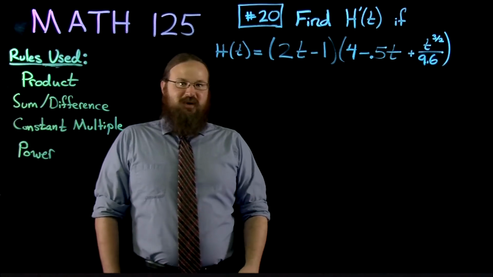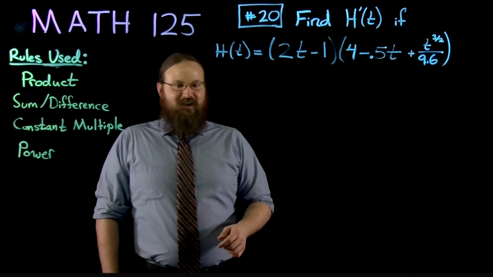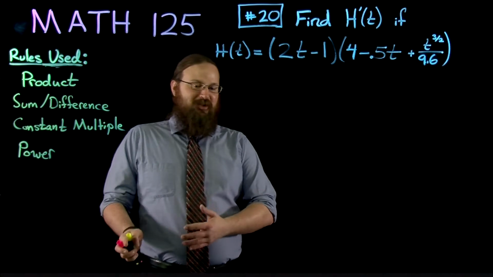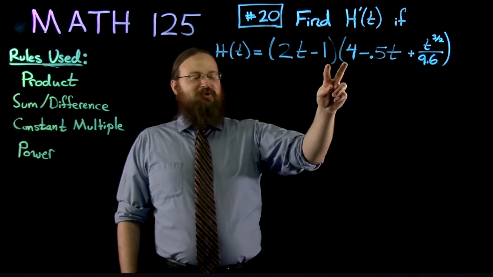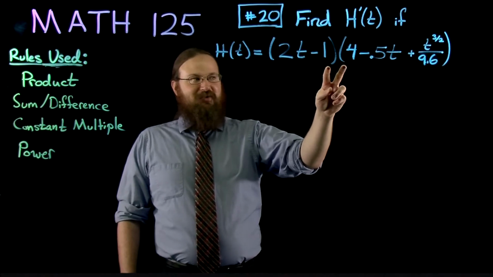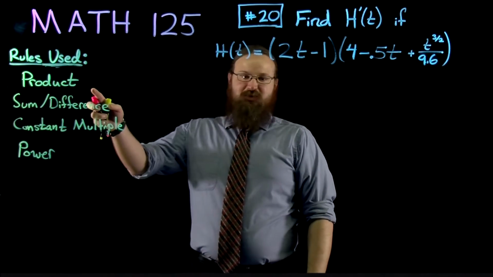Hello again. We're going to continue on with the gateway questions. This is number 20. This is the end of the grouping from 11 to 20, where we're doing the product rule. You notice the only two factors that we have here are multiplied together, which means that we're going to use the product rule to start.